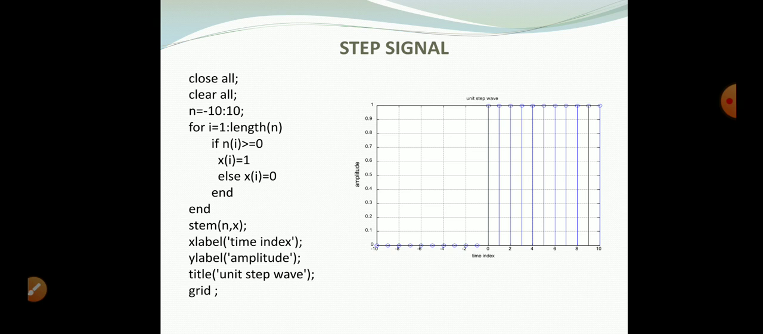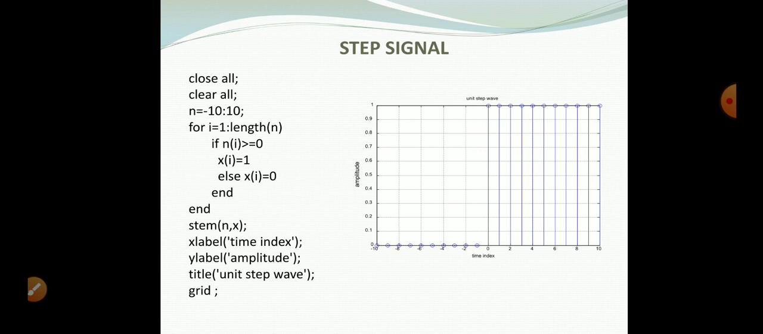The next function is stem(n, x). Stem of n, x means we have to plot in stem form, not in continuous form. Here we are plotting the figure in discrete form. That's why we are giving the function as stem of n, x.